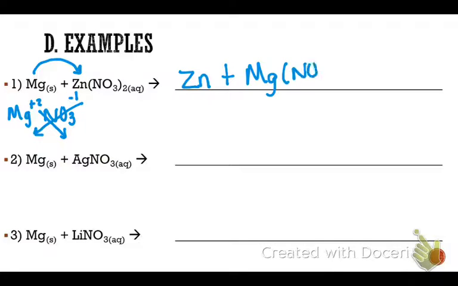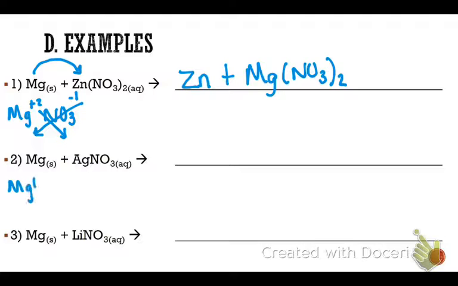Recall, because it's a polyatomic, it's going to go in parentheses, and that subscript is going to go outside. Again, the reason why that 2 is there is because of the charge of the magnesium. The last step is to balance it. Because magnesium and zinc have the same charge, that nitrate gets a 2 on both sides, so the equation is balanced. Moving on to the next example, magnesium is in the same boat.